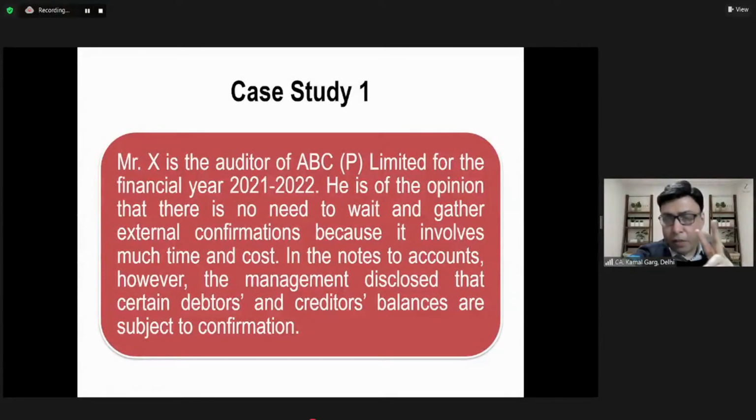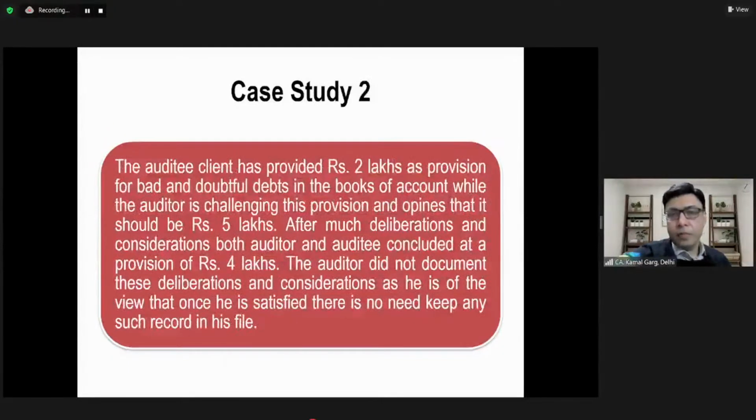Balances. Answer number two: if balances are yet to be confirmed, the auditor will qualify the report. Case study number two. This is a very interesting case study. Let me see how many of you have heard me properly.